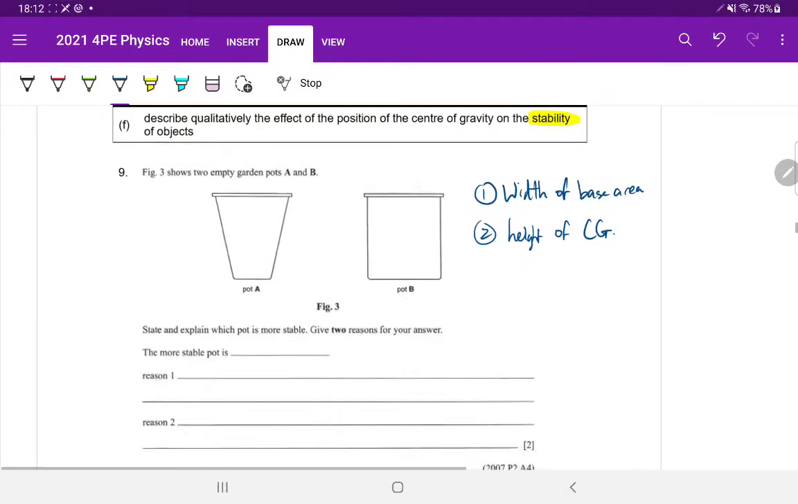So back to this question, if they ask which is more stable, very clearly B is more stable because it has a larger width of base area for reason 1, and for reason 2, the height of the CG. Even if you didn't know, it's always these two reasons. But why does this have a lower CG? Simply because in part A there's more material on top, so the mass is a bit more top heavy. Because it's top heavy, the center of gravity will be shifted slightly above. Whereas this one is quite uniform, so the center of gravity is in the middle. So this has a lower CG. So you have the answers now: it has a wider base area and a lower CG compared to part A.